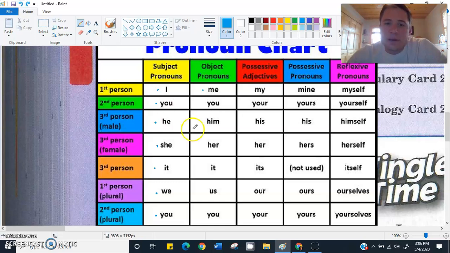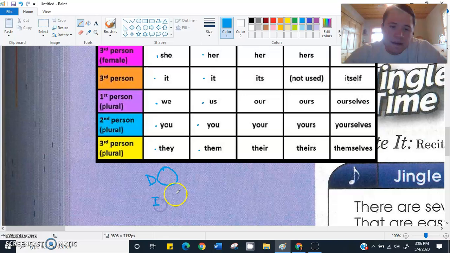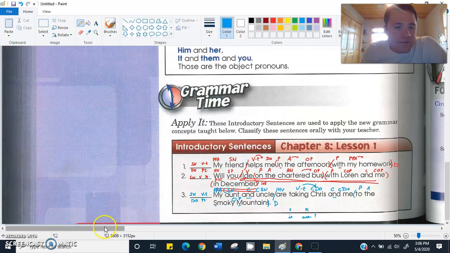The reason we call them object pronouns is because the noun jobs that these pronouns take care of are all with the word object in them. Like direct, what? Object. And then soon to learn about the indirect object. So that's what we're learning about today. There's even a jingle here for them, so you remember those 7 object pronouns. Me and us, him and her, it and they and you. Those are the object pronouns.